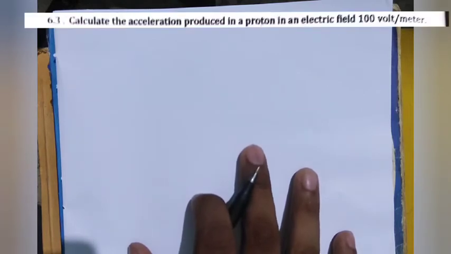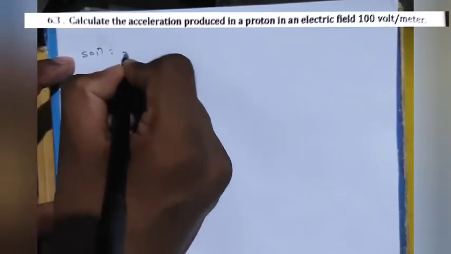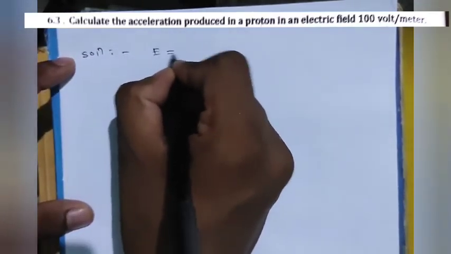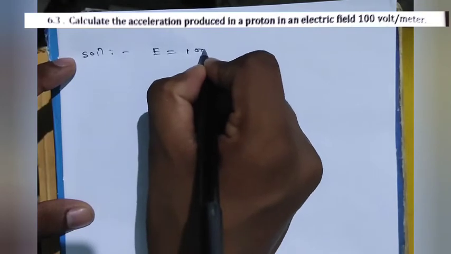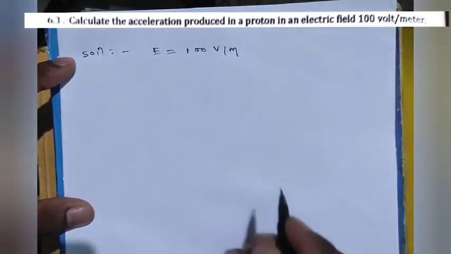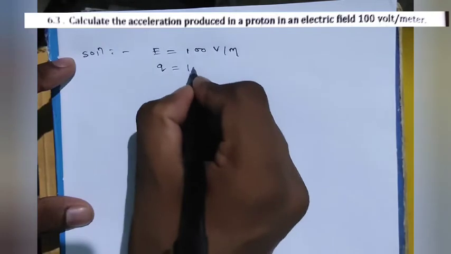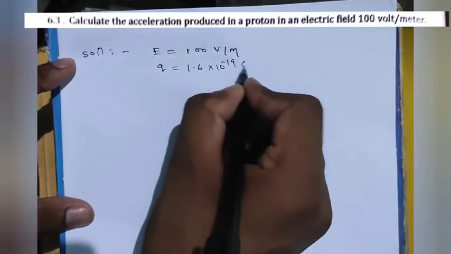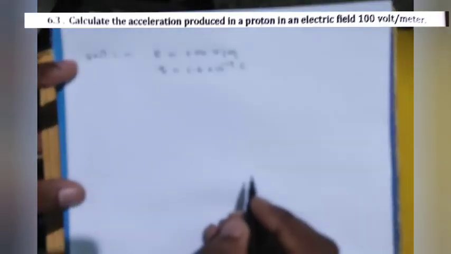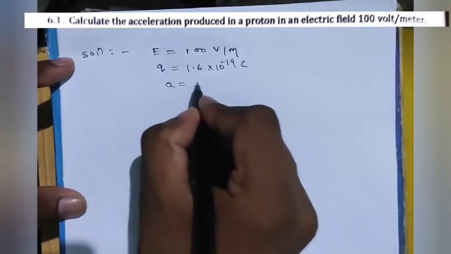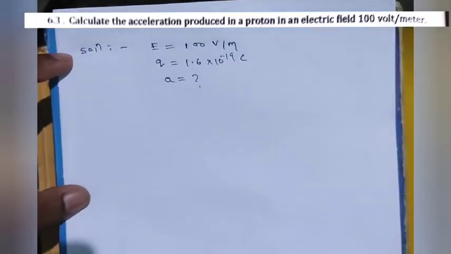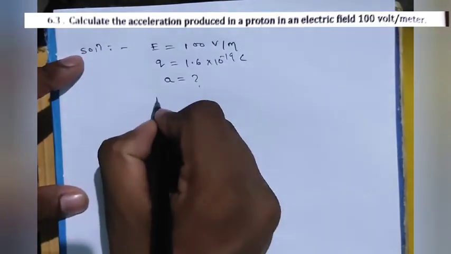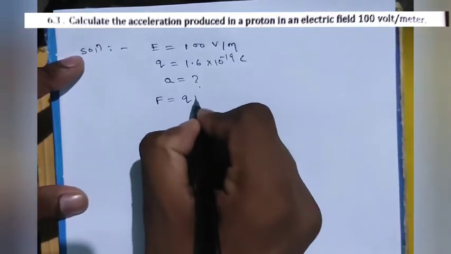So the next question is, calculate the acceleration produced in a proton in an electric field 100 volt per meter. So solution. Given electric field is 100 volt per meter, and proton is given, means charge is given, that is 1.6 into 10 to the power minus 19 Coulomb. In the question it is asking what will be the acceleration produced by the proton. So first let me find the force. Force formula is QE.